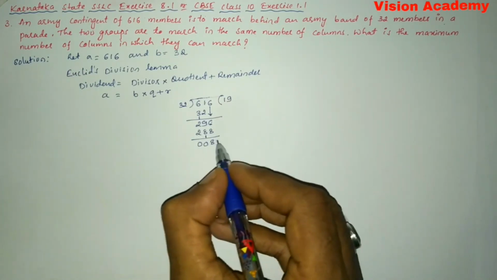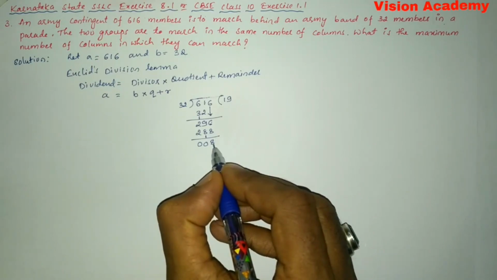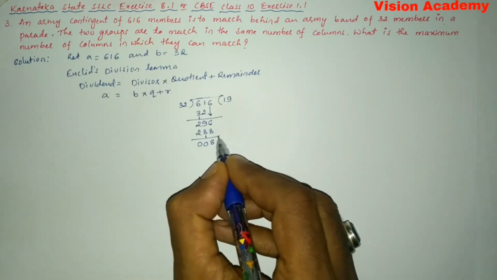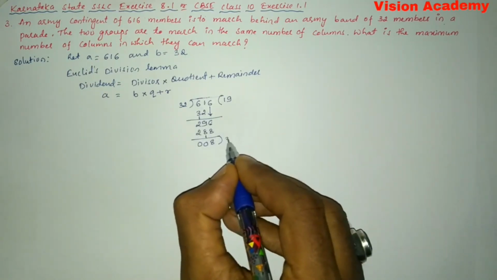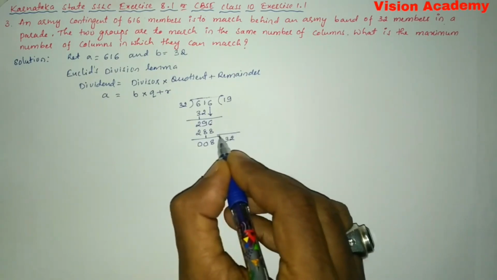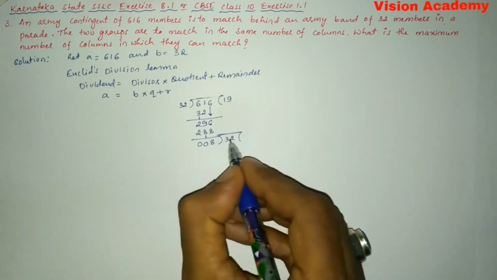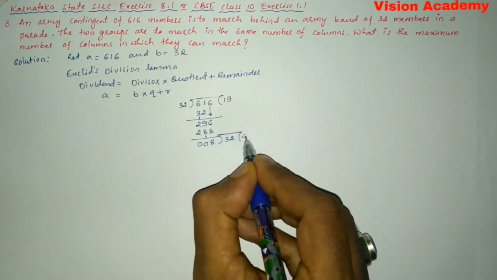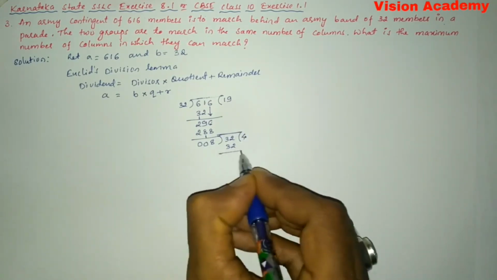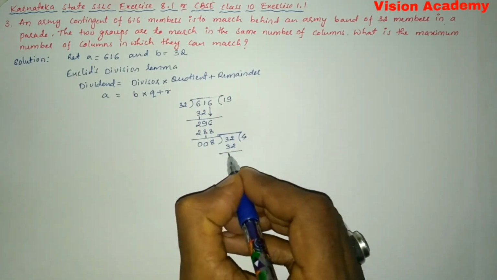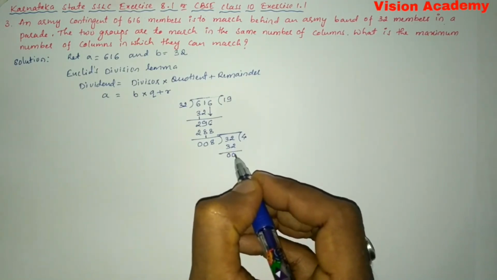Now let us consider this 8 as the divisor and this 32 as the dividend. Divide this 32 by 8. So 8, how much are 32? 8 4s are 32. So 32 minus 32 gives us remainder 0.